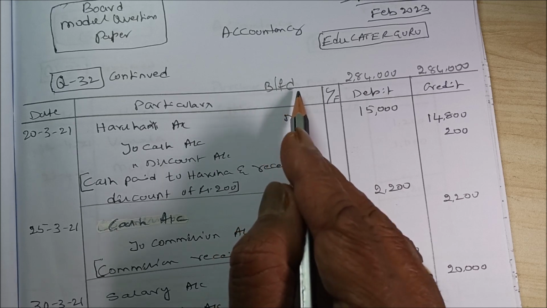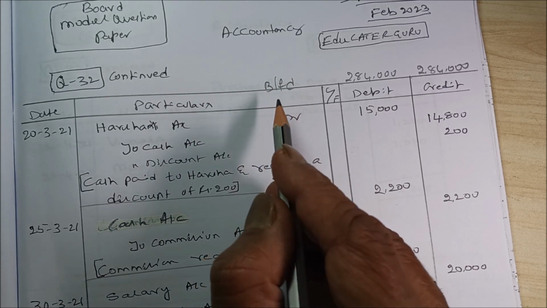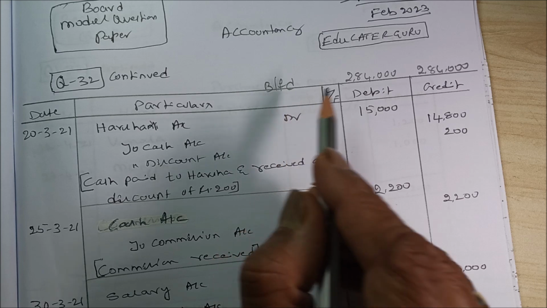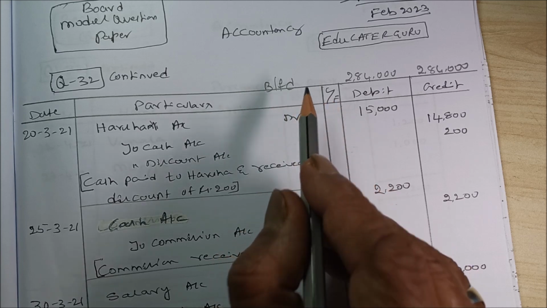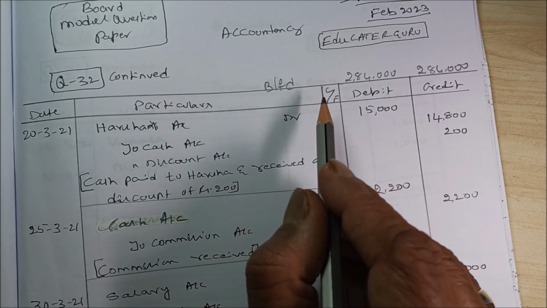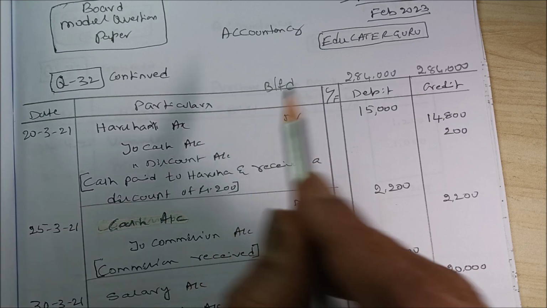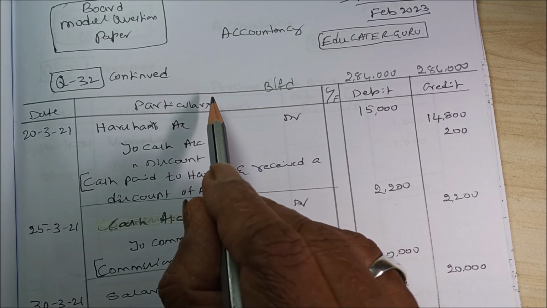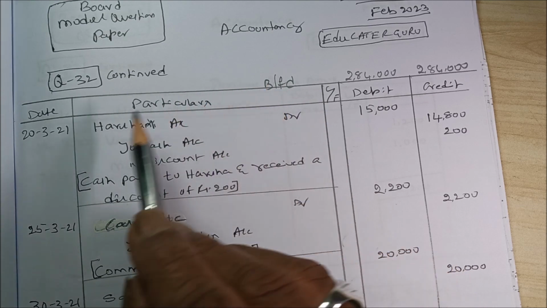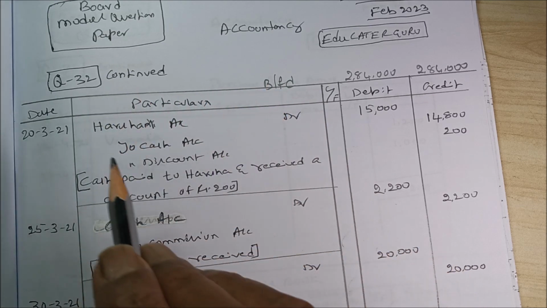So you should learn this one. This is an additional concept, I just thought that I would inform the students. So you will come to know the difference between CD, BD and CFD and BFD. Carried forward to next page, brought forward from previous page. So that is question number 32.